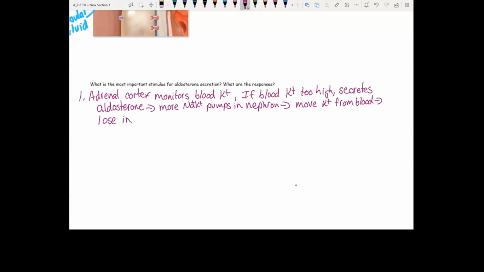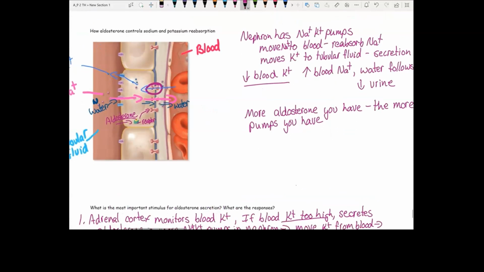And the result of this is you reduce your blood potassium. So you get back to homeostasis. The problem was that it was too high. You lose it in the urine. Now you reduce it back to normal. Okay, so that's one thing that can stimulate you to have aldosterone.